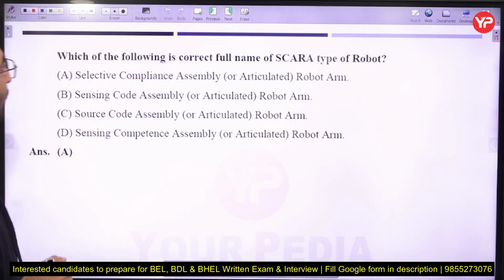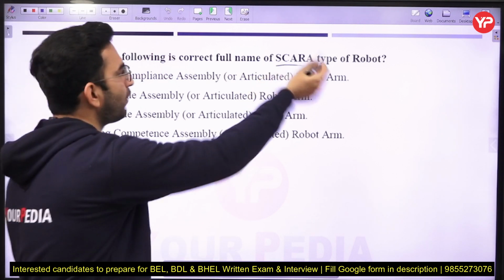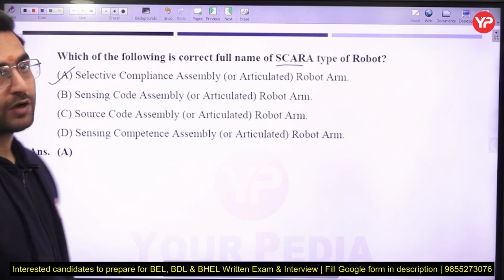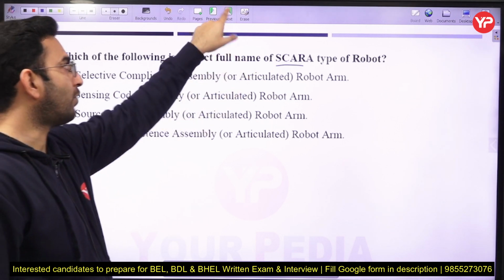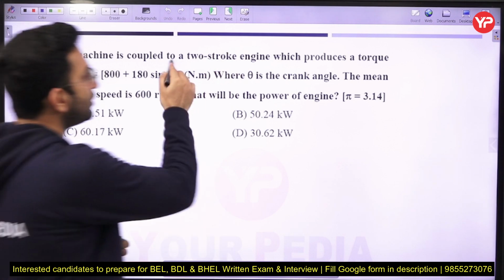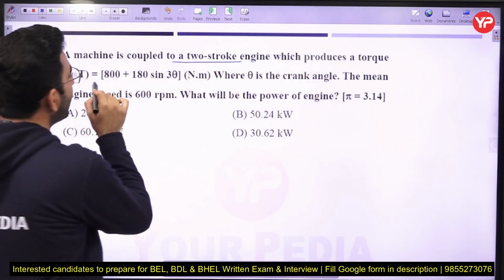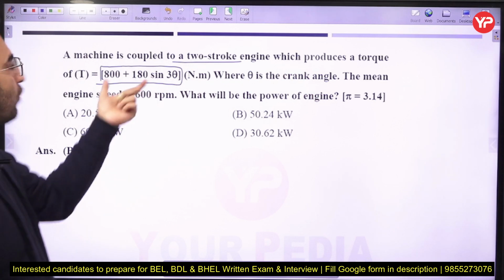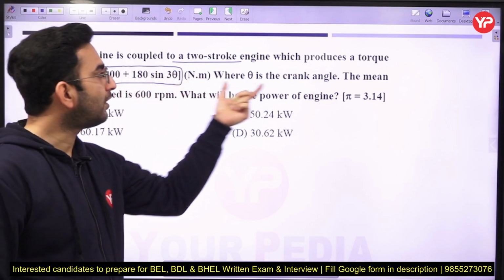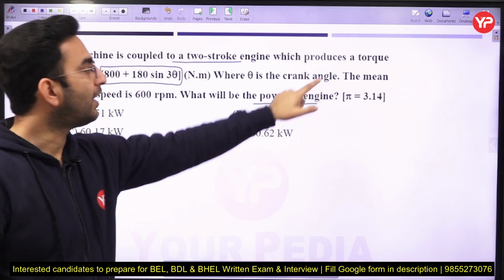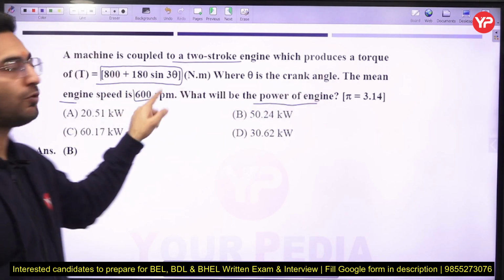Next part, which of the following is the correct full name of the SCARA type of robot? That is a simple question here. So here the selective compliance assembly or articulated robot arm is basically the full form of this SCARA type of robot here. Next part, a machine is coupled to a 2-stroke engine which produces a torque of 800 plus 180 sine 3 theta here. So this is the torque produced by the engine, and here you have to calculate the power of the engine here. Okay, if the mean speed of the engine is given to you as 600 rpm.